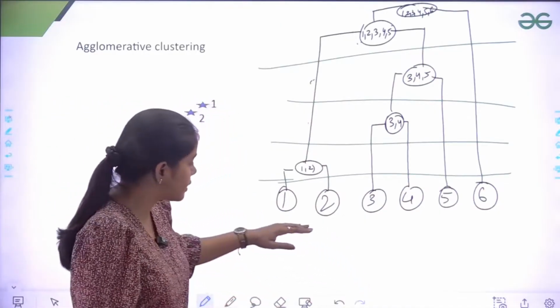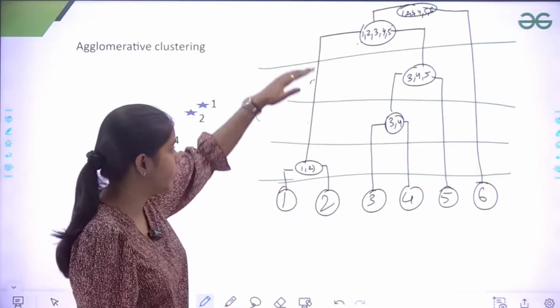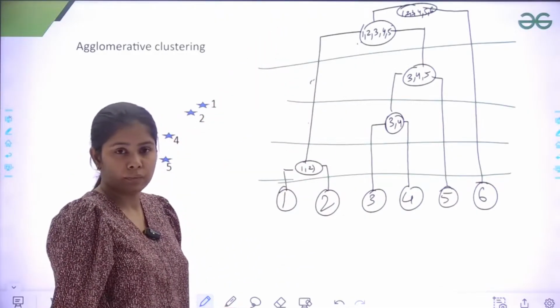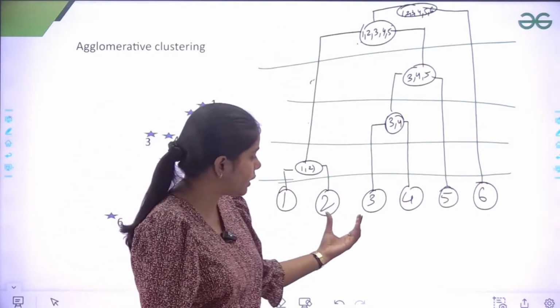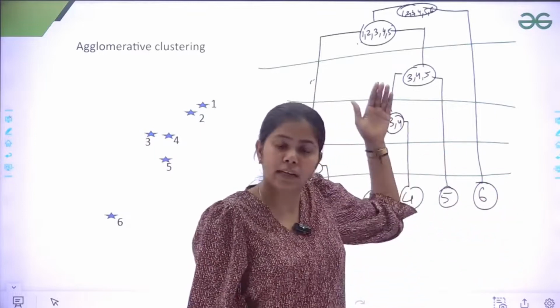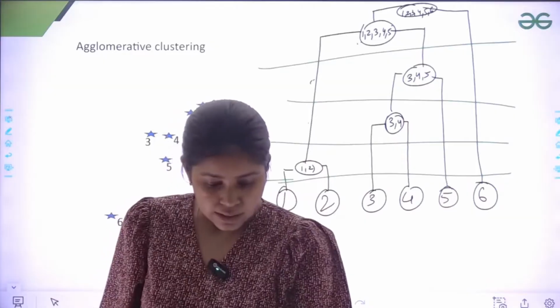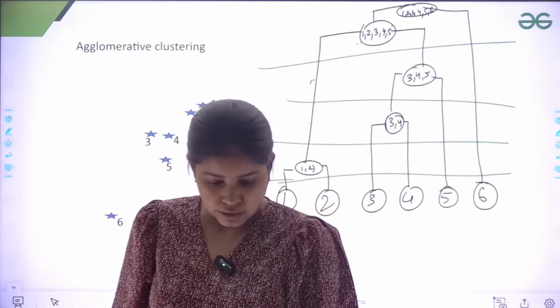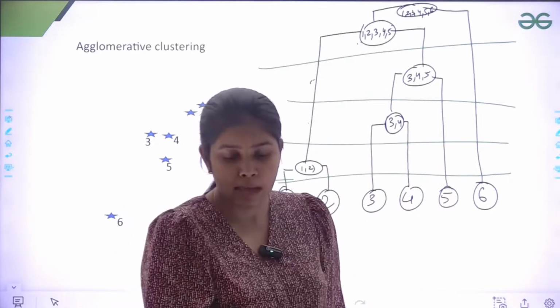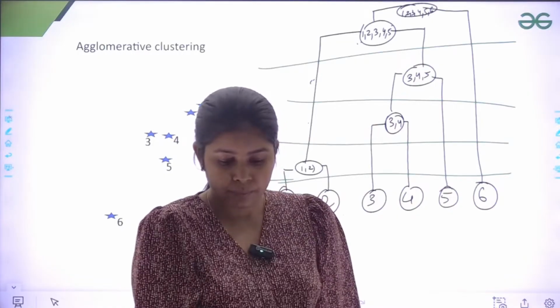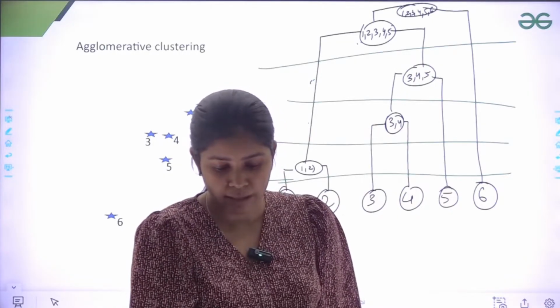So we start from the bottom and then move to the top, right? First we take all the points as clusters and then we start combining. That is my agglomerative clustering. Just let me know if anybody has any confusion about what agglomerative clustering is. Anybody have any confusion in agglomerative clustering, guys?